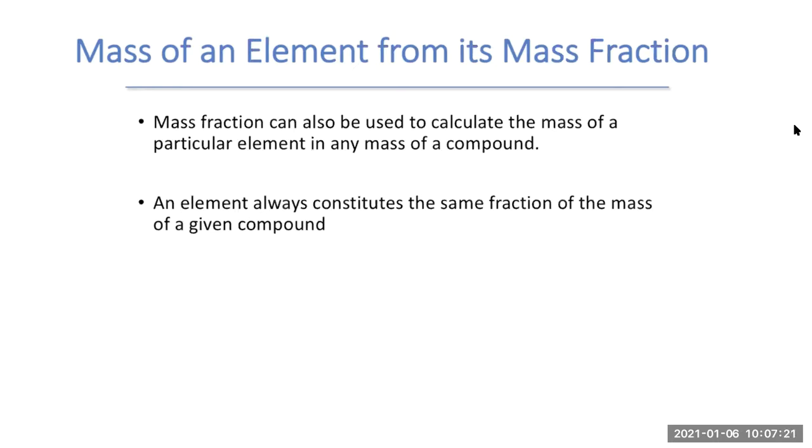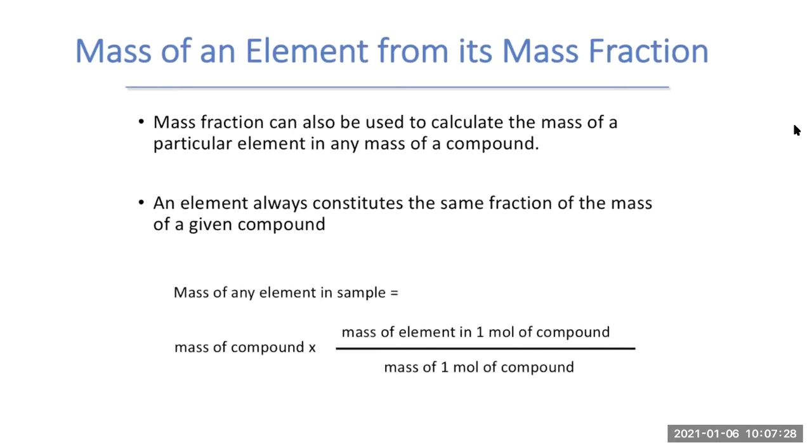So this means we can always figure out the mass of the element from its mass fraction, thanks to our law of constant composition. The mass of an element is the mass of the compound multiplied by the mass of that element in 1 mole of the compound, divided by the mass of 1 mole of that compound. So if I want to figure out the mass of any element, I'd simply take the mass of the compound, multiply it by the mass of the element, divided by the molar mass of the compound.